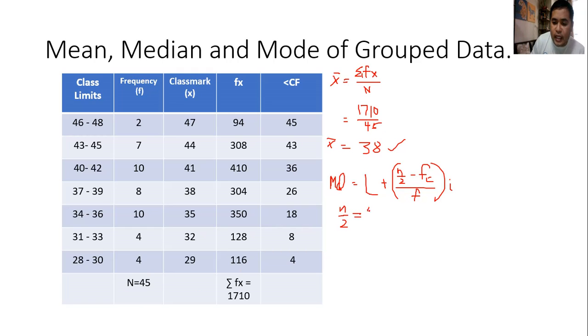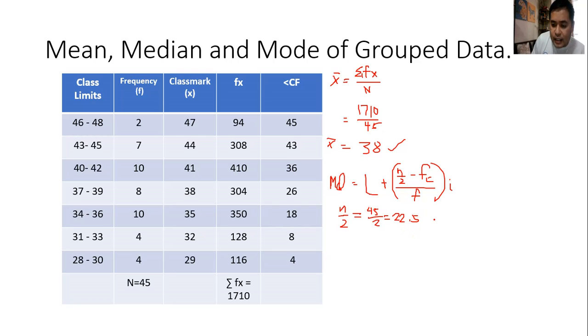So we know that n is 45. So divide 45 by 2. So that means that is equal to 22.5. So you have now your median class. So now, let's locate 22.5. Where is 22.5?